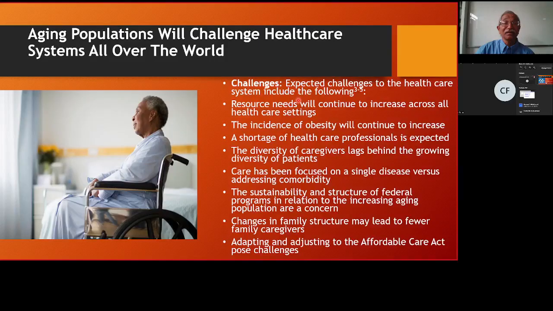So resource needs will continue to increase across healthcare. Incidence of obesity will continue to increase. Shortage of healthcare professionals is expected. Today I was reading that the US government is running short of doctors and nurses on a large scale. Florida state gave $35 million to our university to build up a nursing college and increase the intake so that they will satisfy the need for nurses. They are trying to bring people from other countries to be nurses and doctors in America because they don't have enough people. Their older population is so high that they need full-time physicians and all those things.